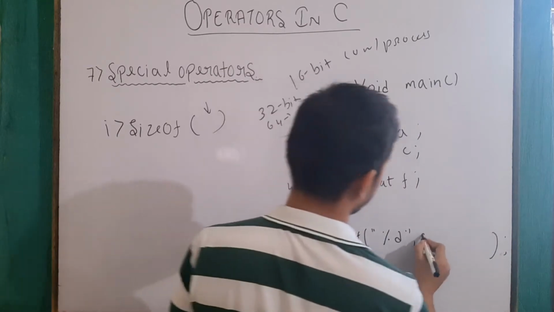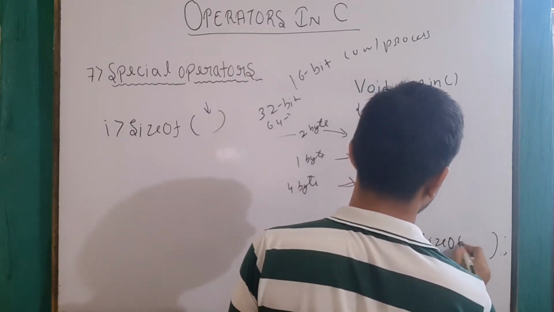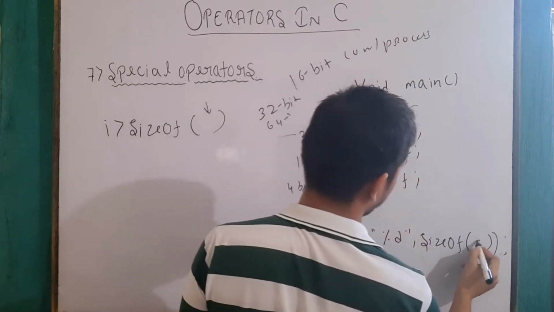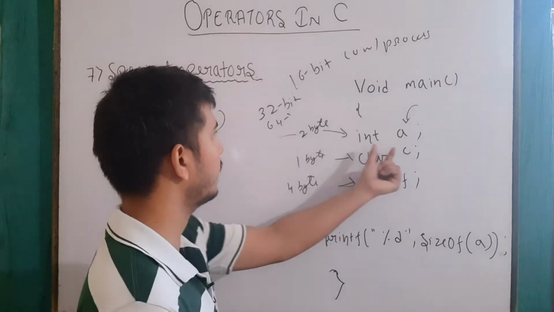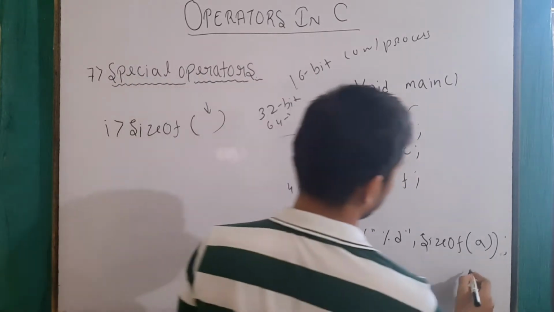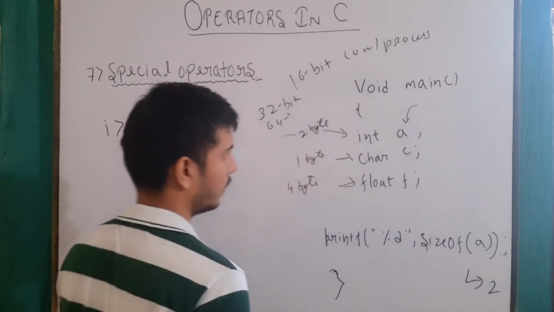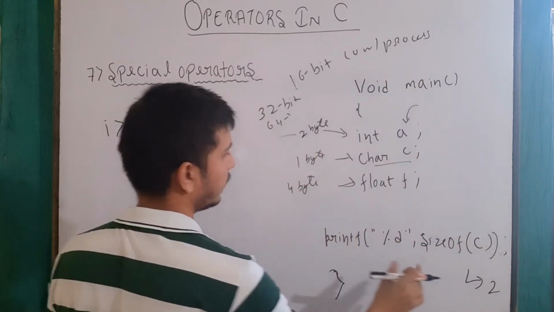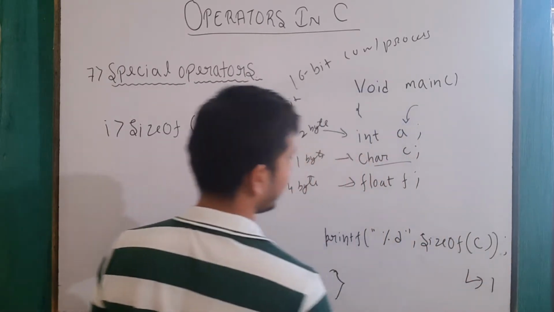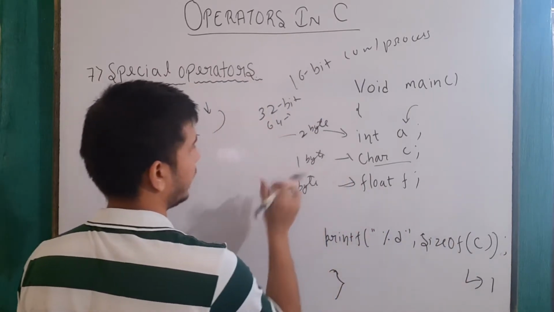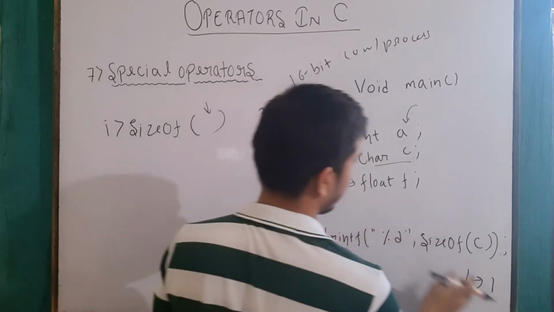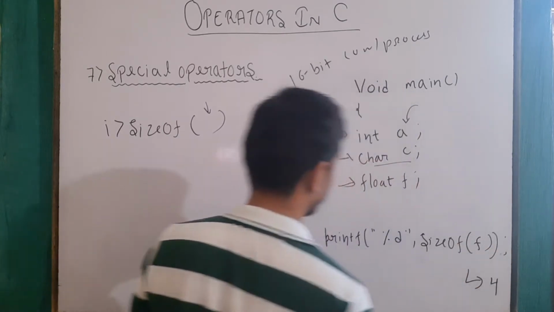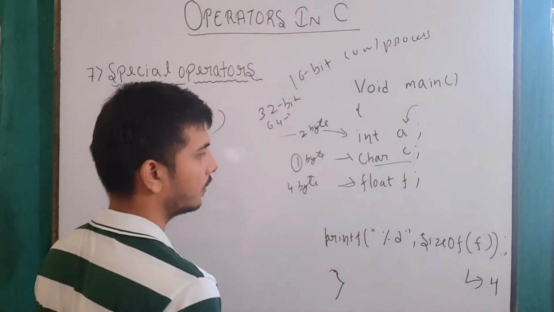Now if I do sizeof here, let's say I want to find the size of this variable, so I write a. The size of an integer variable is 2 bytes, so it will give me output 2. Similarly, if I write c, which is the character variable, then it will give me output 1. It is giving me the size in bytes. Then similarly if I write f, it will give me the answer for the float variable, which is 4.